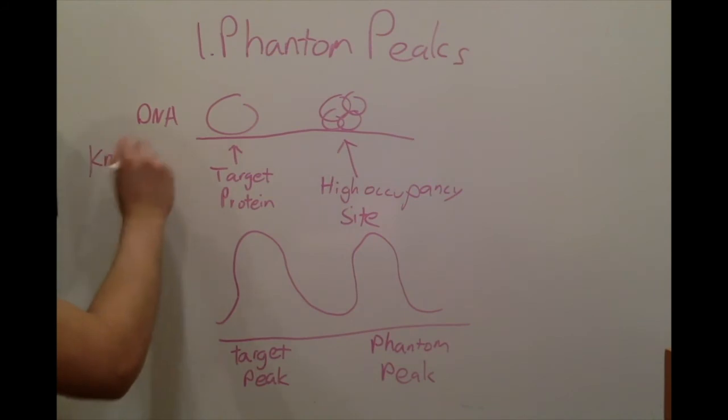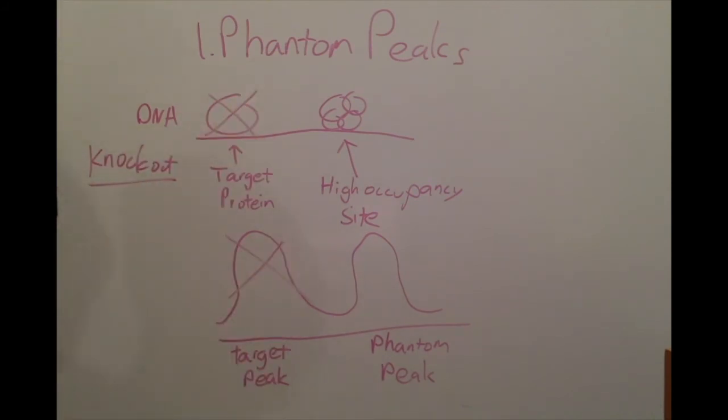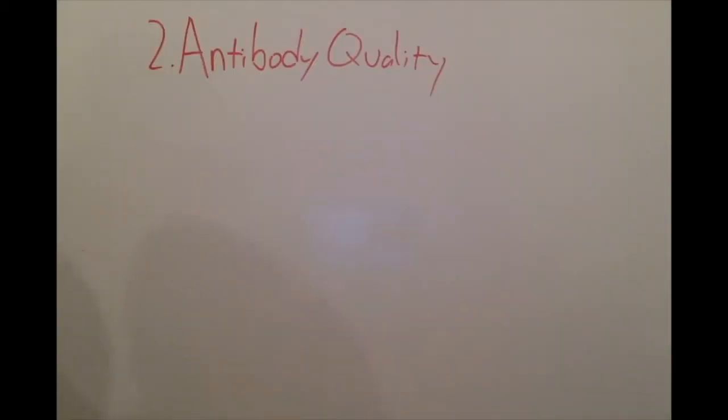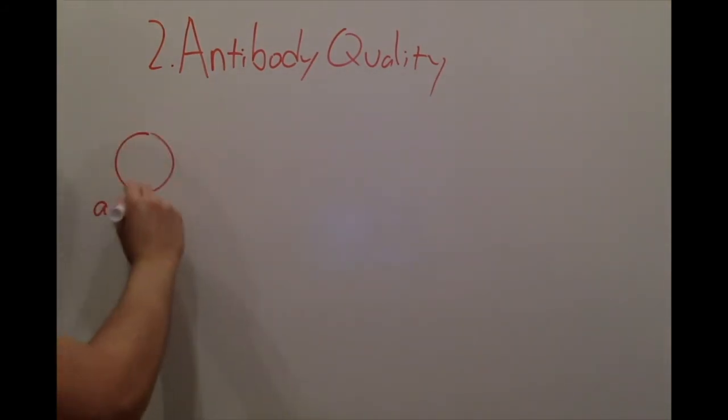One way to solve this problem is through the use of knockout experiments. The target transcription factor can be knocked out and a ChIP-seq experiment can be performed. The peaks found in the knockout experiment can be compared with non-knockout data to find phantom peaks. Alternatively, you can use publicly available data on areas where phantom peaks frequently occur to check peaks in the non-knockout experiment. Another problem that may occur are issues with antibody quality.